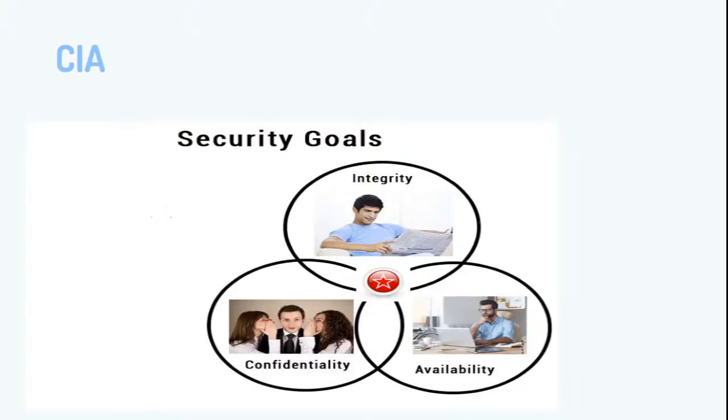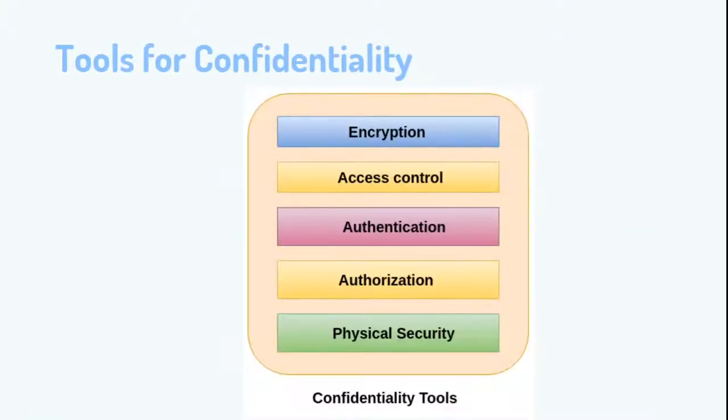If you want to see those messages, you want to decrypt those messages. To decrypt those messages, you need to give some private key and your public key. Using that you need to unlock your message. That is the use of confidentiality. And then integrity is nothing but, see here, sorry, in confidentiality we have encryption, access control, authentication and authorization, and physical security.